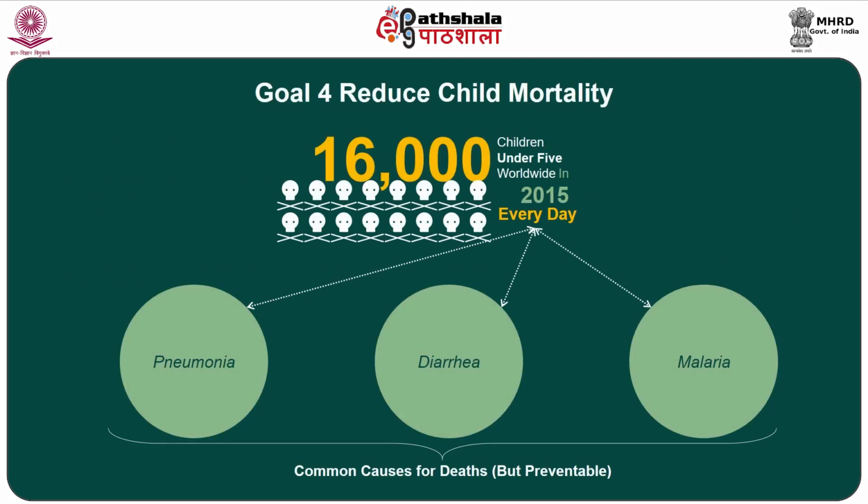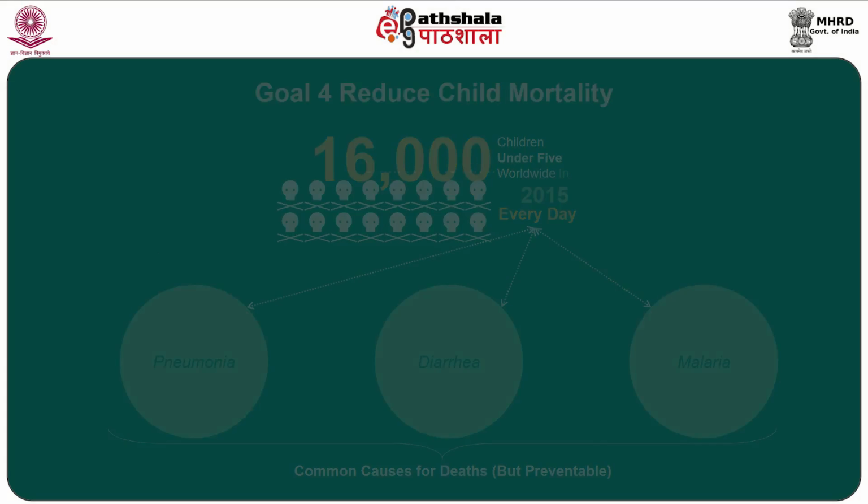About 16,000 children under 5 continue to die every day in 2015, and most of them would perish from preventable causes such as pneumonia, diarrhea and malaria. Sub-Saharan Africa has the world's highest child mortality rate. In spite of that, absolute decline in child mortality has been largest over the past 2 decades in this region.